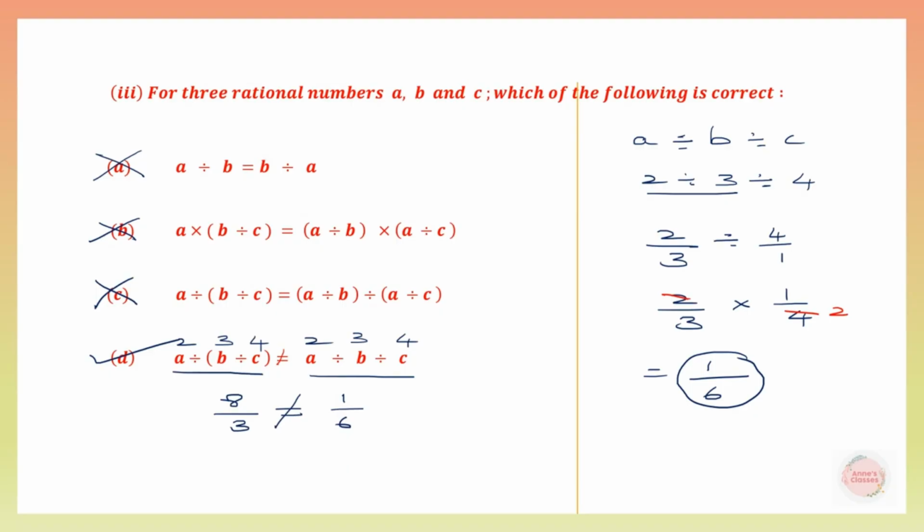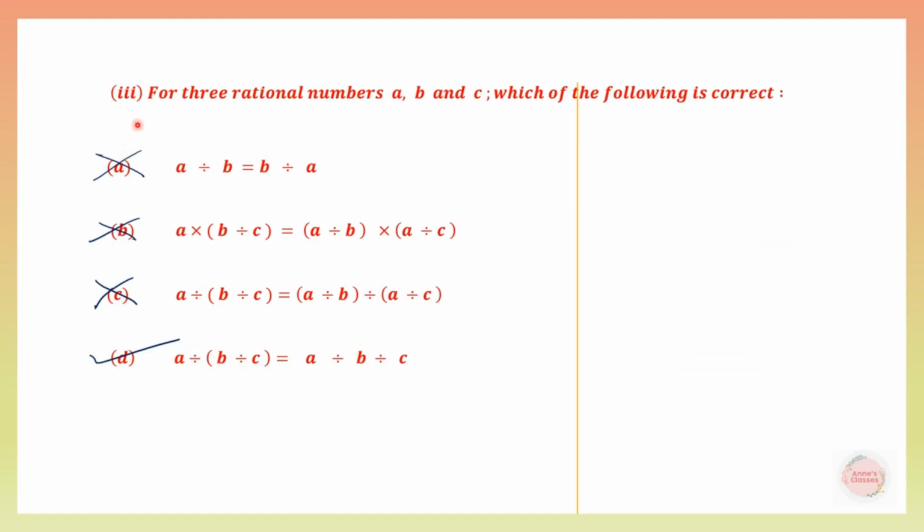and what does the statement say? That this left hand side is not equal to the right hand side. That means this statement is correct. So what is the answer to our third question? Option D. Option D is the answer to this question.